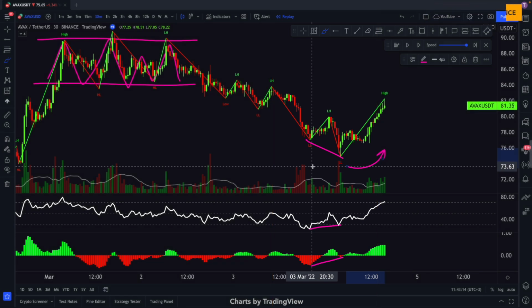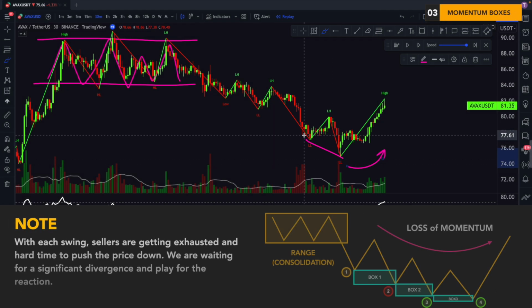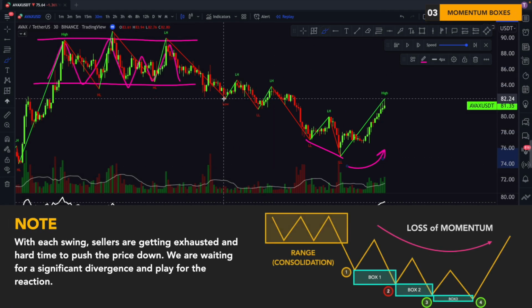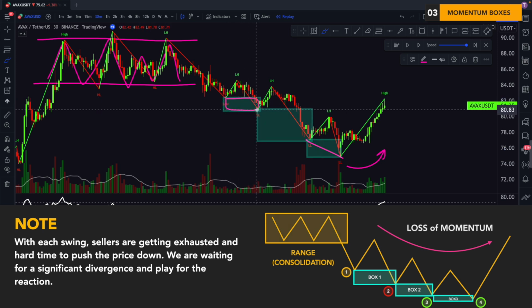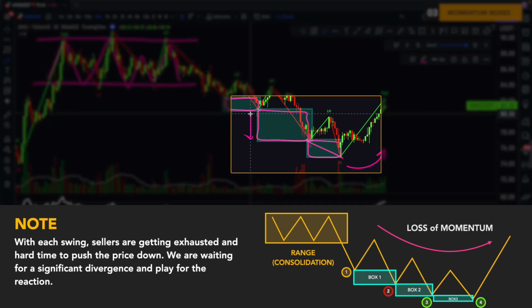In our next step, we will be checking the momentum boxes to see if we are losing momentum. So we are comparing the second and the third momentum boxes, taking into account the lower lows. This method comes from Wyckoff's book, a signal of strength loss. As you can see, the last box is much smaller than the previous box, a great indication of seller exhaustion.